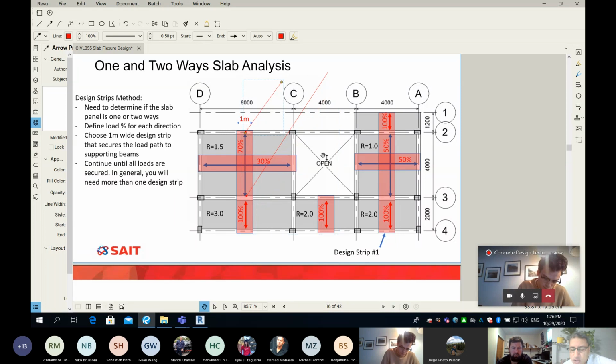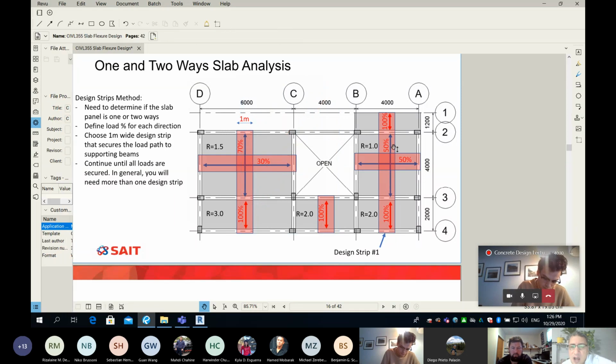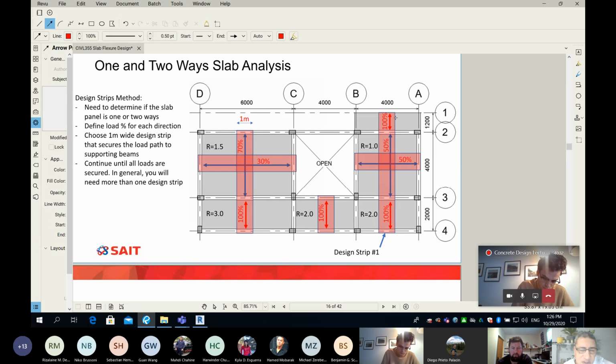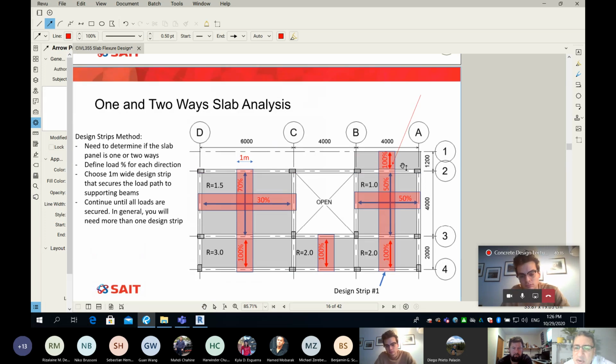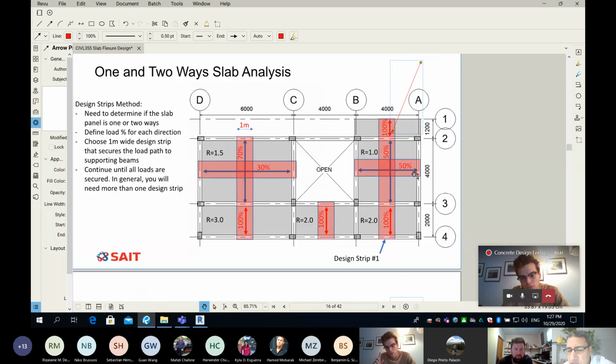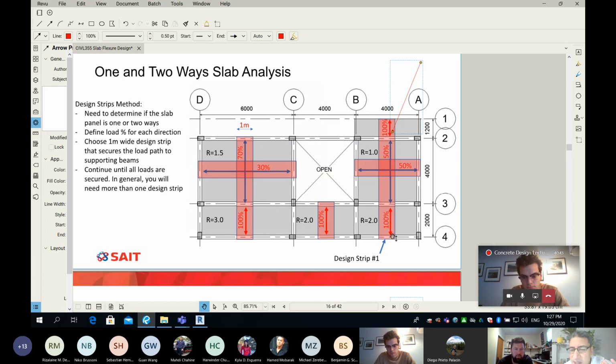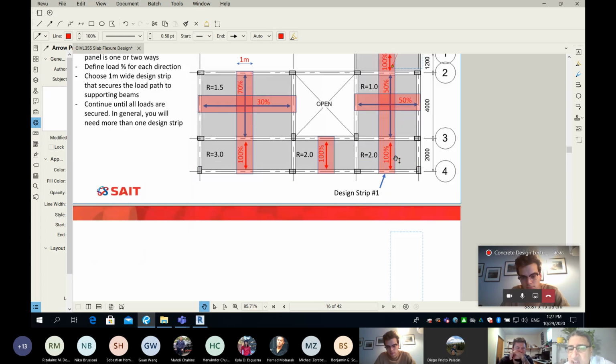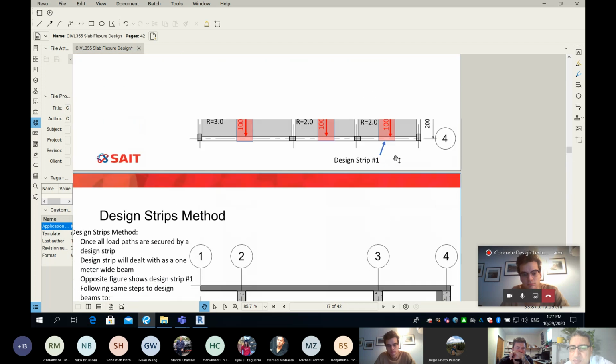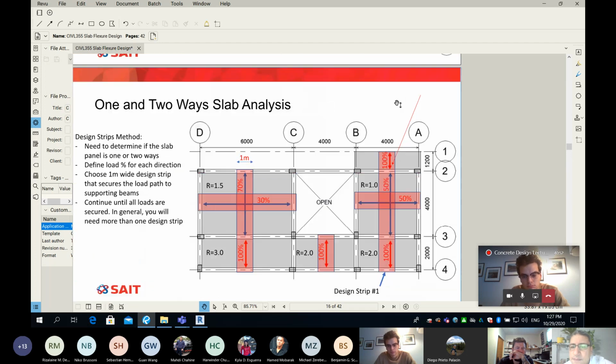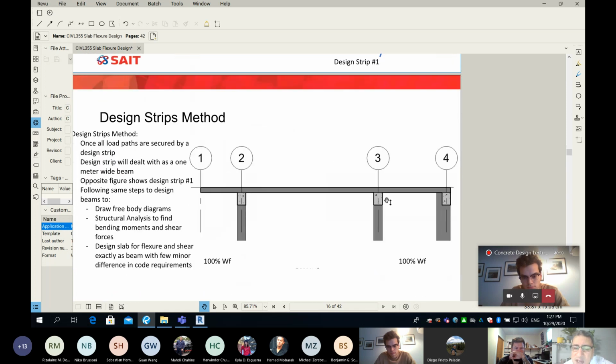Okay, let's do another one. How about this design strip over here? How many support points? Very simple, guys. Let's take a section through the design strip. If I take a section through the center line of my design strip, what do I get? I get this cross section here. Please take your time.